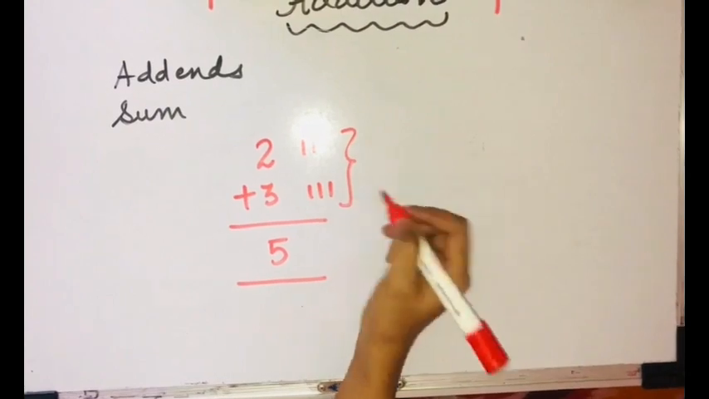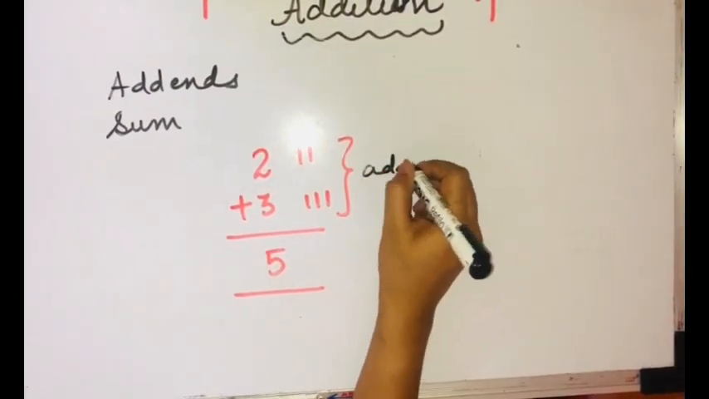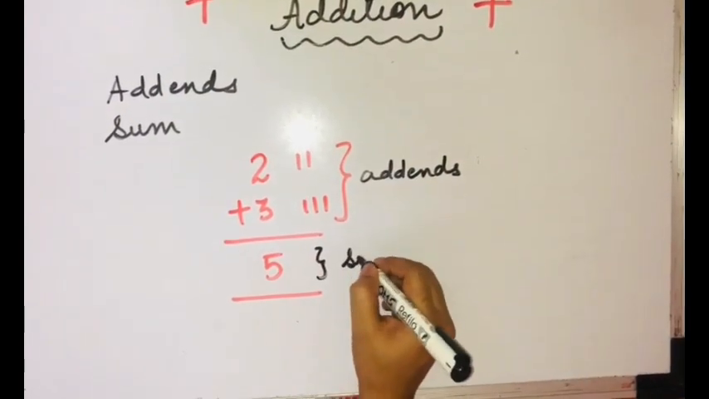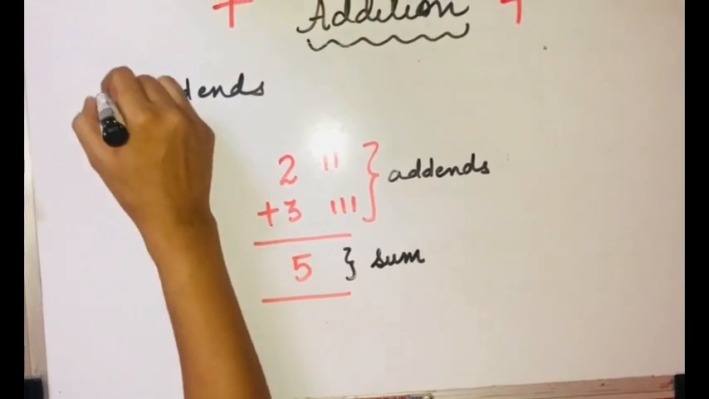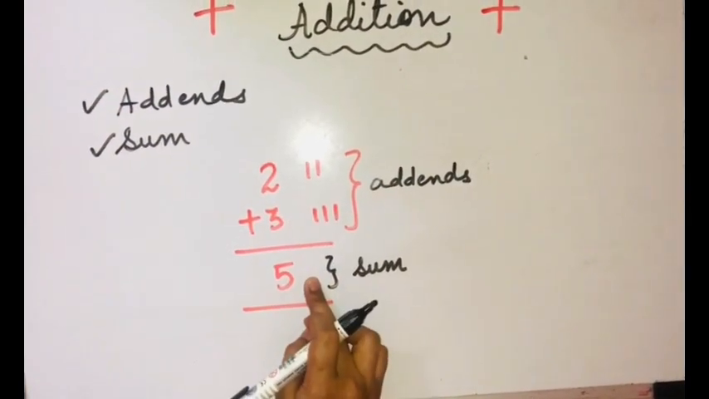Addends are these. The numbers which we add are called addends, whereas the answer that we get is called sum. So these two are clear. This is addend, this is addend, and this is sum.